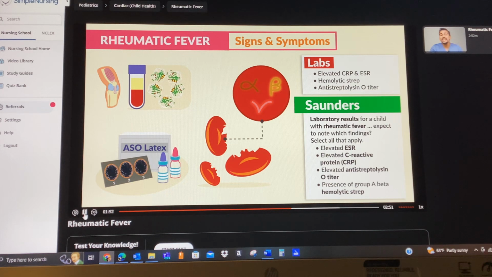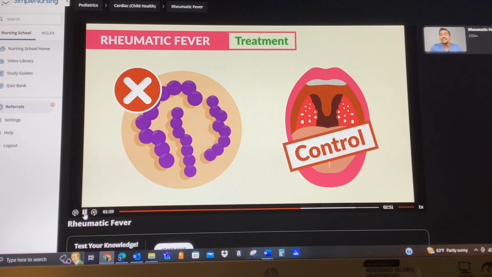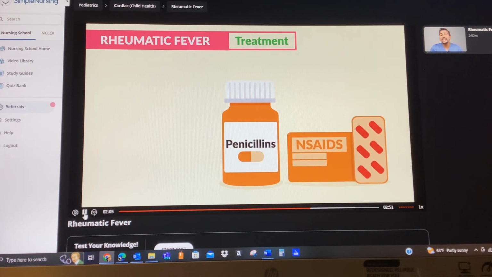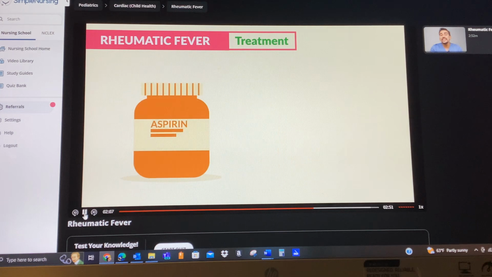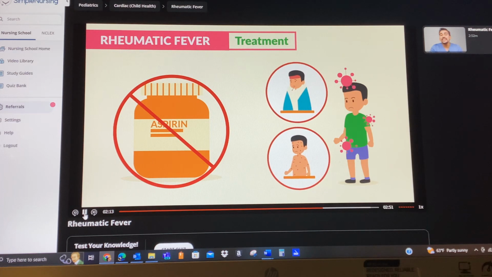Now, in terms of treatments, the goals of treatment are to kill the streptococcal infection and control the inflammation. So the provider will prescribe antibiotics like penicillin and often NSAIDs for inflammation. But again, we never give aspirin to our pediatric population here. Huge risk for Reye's syndrome.